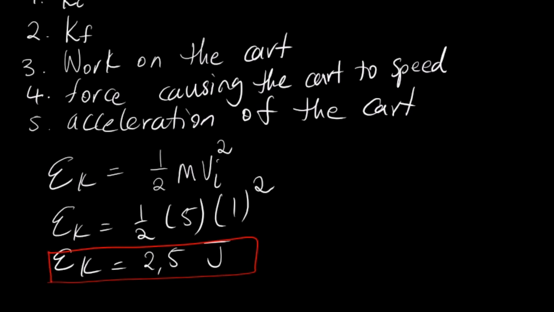If you have confidence that you can answer these questions, feel free to pause the video and try to work out the answers. Now let us go to number 2. Number 2, we should calculate the final kinetic energy. So it's EK is equal to half mv squared, which is final.